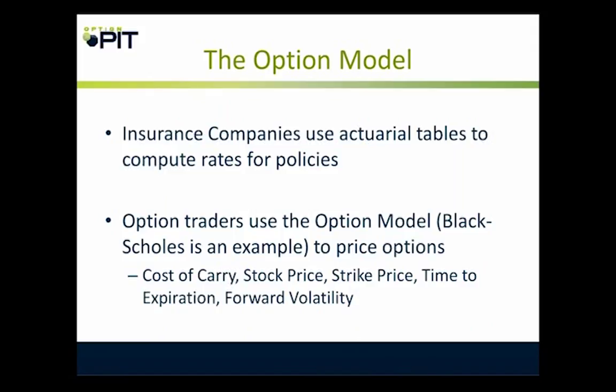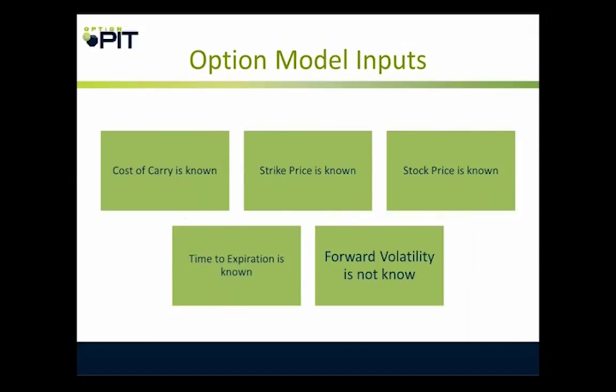Now, option traders, we have pricing models. There's Black-Scholes, there's all kinds of models, but they all rely on 5 basic factors. Here's what we know and here's what we don't know. 5 things go into the Black-Scholes: cost to carry, strike price, stock price, time to expiration, and forward volatility. Cost to carry is interest minus dividends. That's not that hard.